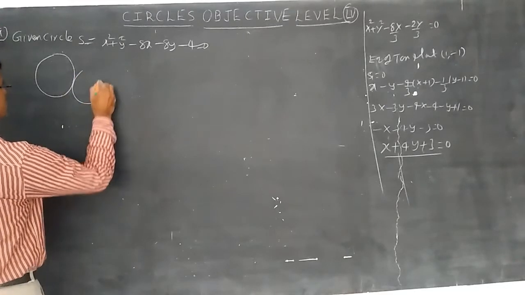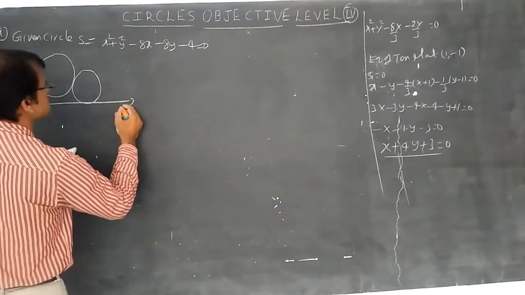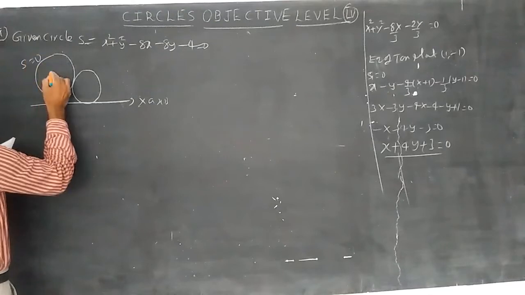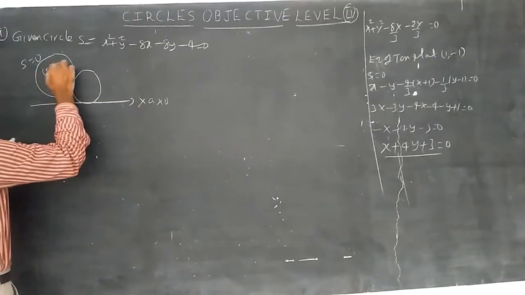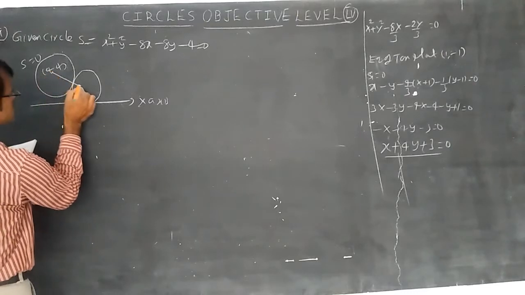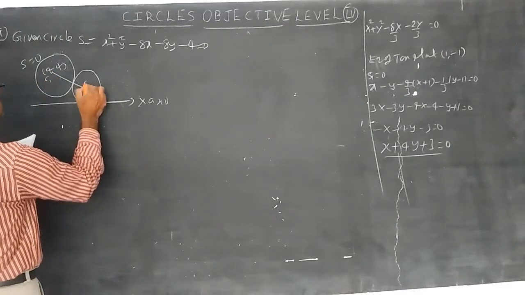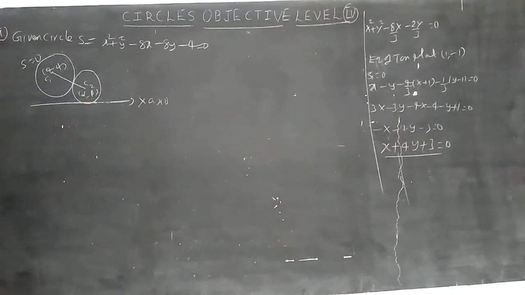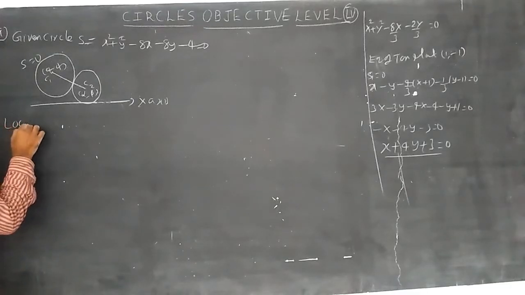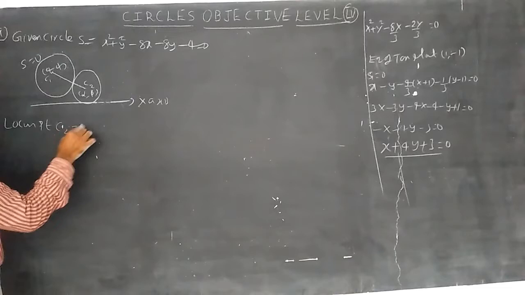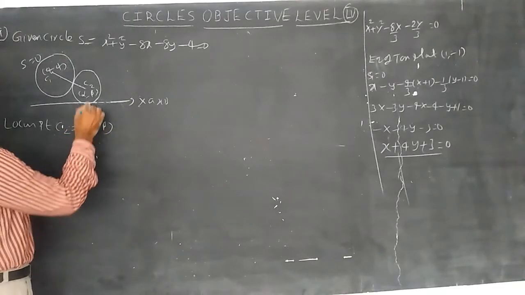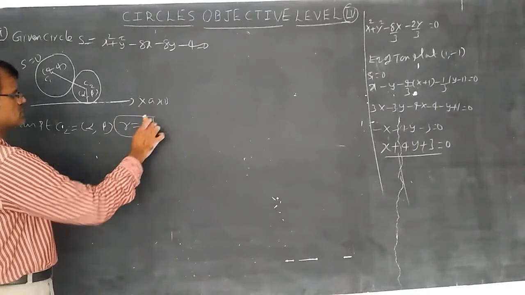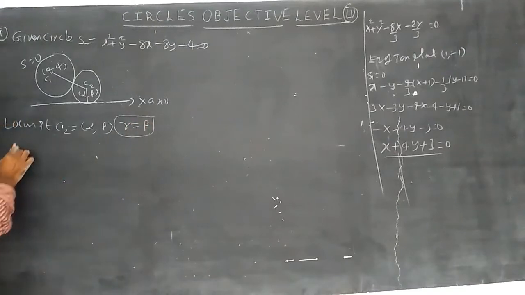This is another circle touching the x-axis. This is the original circle S equal to 0. Here the center is 4 comma 4 and the radius is 6. Put here this is C1 and this is C2. Let us denote C2 as alpha comma beta, which is the locus point. Students, we know that whenever a circle touches the x-axis, the radius is equal to the y coordinate. So the radius R is equal to beta.